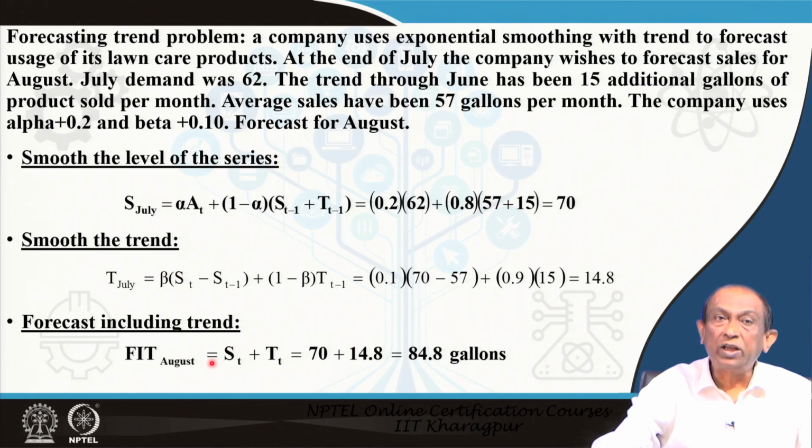So, forecast including the trend for the month of August standing at end of July equals the sum of these two components S_July and T_July, which is nothing but 70 plus 14.8 is 84.8 gallons. I think it is now very clear.